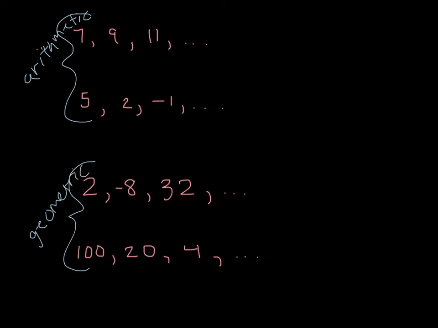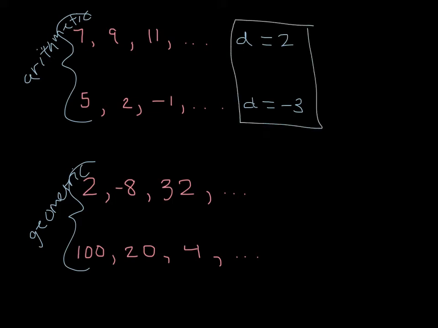Now, in an arithmetic series, we're adding the same common difference each time. So in this example, 7, 9, 11, our common difference is 2 because we're adding 2 each time. We can also go from a bigger number to smaller numbers, and we don't think about it as subtracting, we think about it as adding a negative. So to go from 5 to 2, we would add a -3, and to go from 2 to -1, we would add a -3. So our common difference can be positive or negative, and it's what we're adding each time consistently to get the next term.